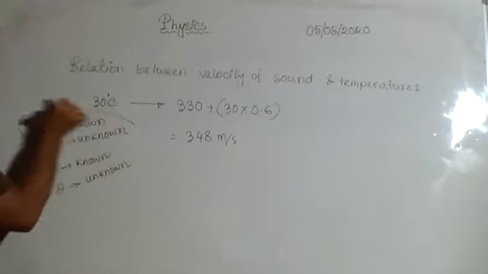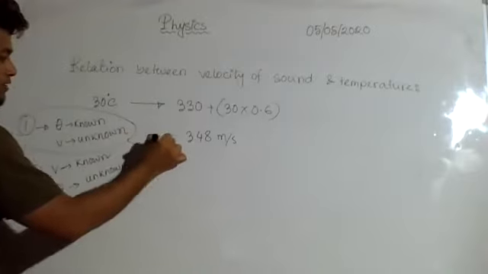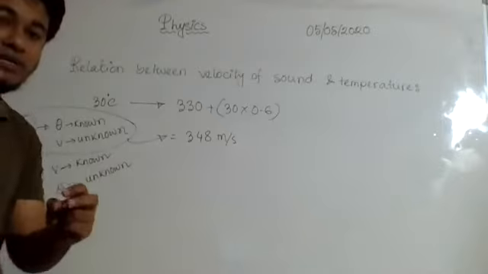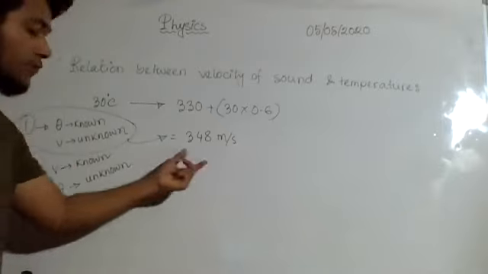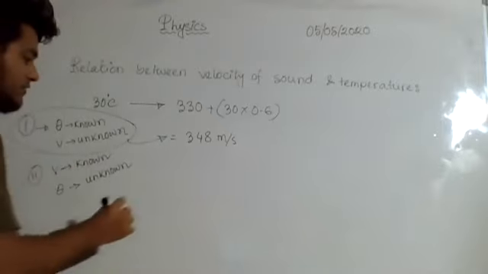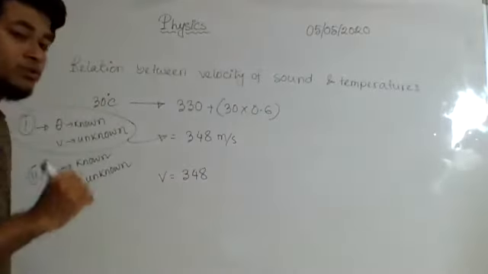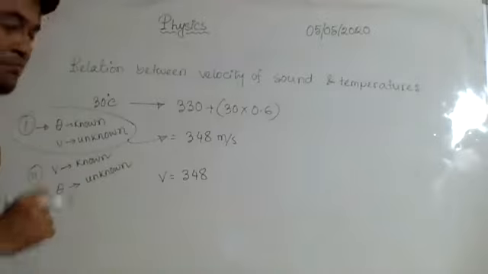Okay, so already we saw the number one question, right? Now we will take a look at the number two question. Now let us say the velocity is given as 348. You need to find out at what temperature this velocity occurs.